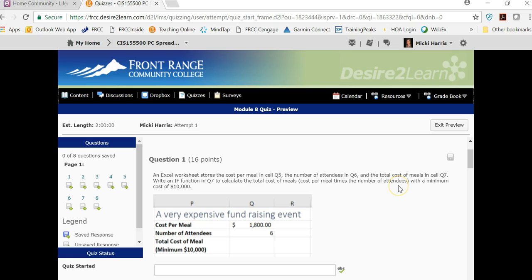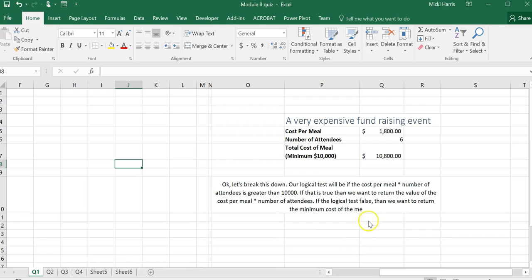What we're doing is we want to come up with a function. We're going to use the IF function that takes the cost of the meal in Q5 multiplied by the number of attendees in Q6. Okay, so we're going to calculate that with a minimum of 10,000. So let's go and take a look at that. I've put this together in this worksheet here.